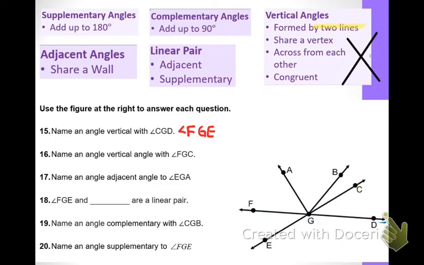Number 16, name a vertical angle with FGC. So again, vertical angles should be sitting on 2 straight lines that intersect. Vertical angles will be across from each other, so it'll be this one and this one. So what would we name this angle? DGE. Angle DGE.